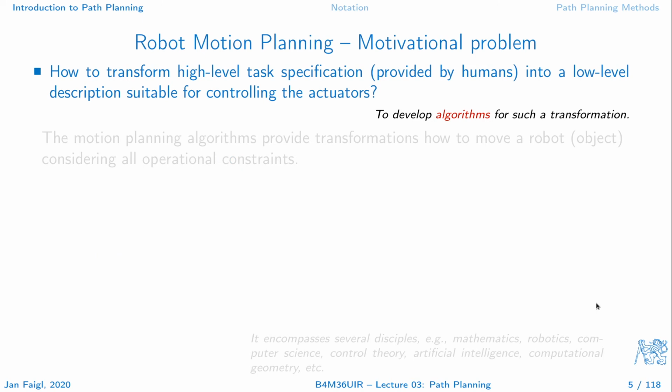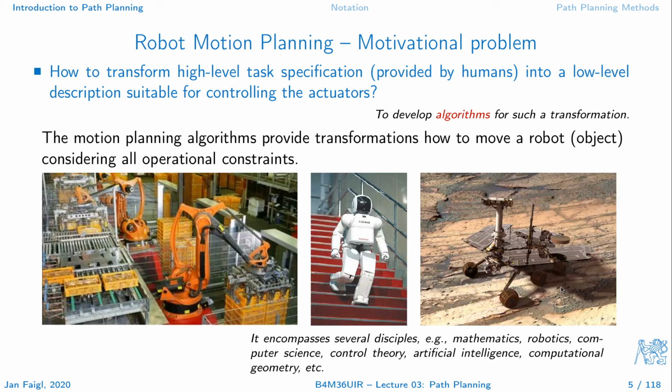Let's start with robot motion planning. It's a motivational problem. It is defining the way how to transform high-level task specification provided by humans into low-level descriptions suitable for controlling the actuators. So we are asking to develop algorithms for such transformation, and what we are looking for is a motion planning algorithm that provides the transformation how to move a robot or object considering all operational constraints.